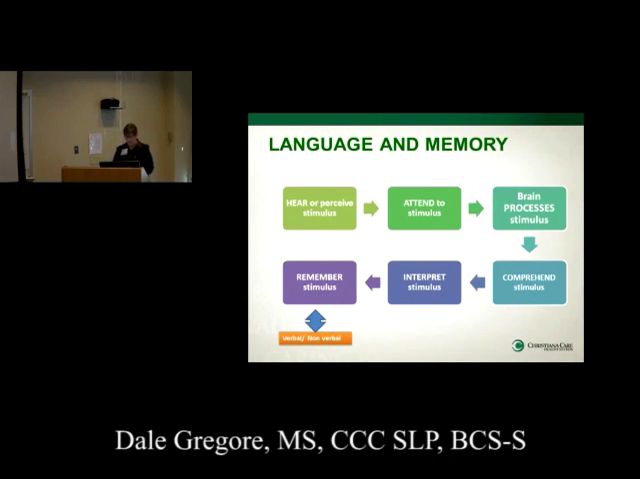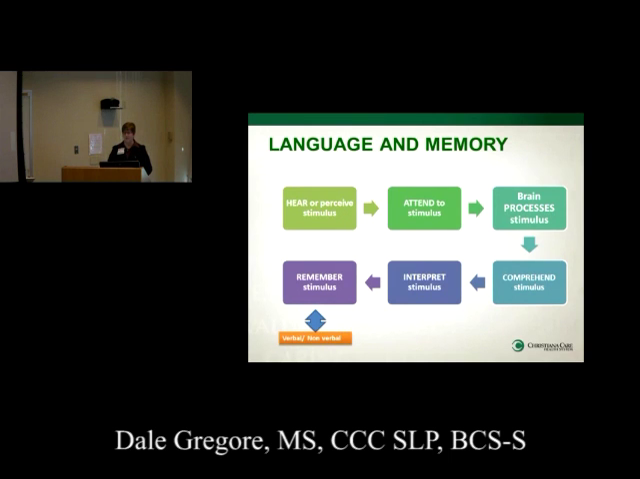Language and memory. Because our brains are so interconnected and there are several steps to get from A to B, looking at how each step functions and the possible risk of dysfunction at each level impacts what happens later on. So first, we have to attend to a stimulus, and I'm thinking auditory right now. So we perceive it auditorily. Our brain needs to focus and attend to it. It processes it using those information processing strategies and techniques. Then it must comprehend it, interpret it, and remember it.